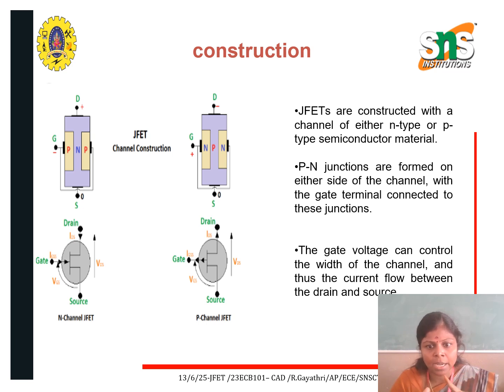In between the N-type bar, the channel is placed. The gate voltage can be controlled with the help of the width of the channel, and the current will be flowing from drain to source terminal.